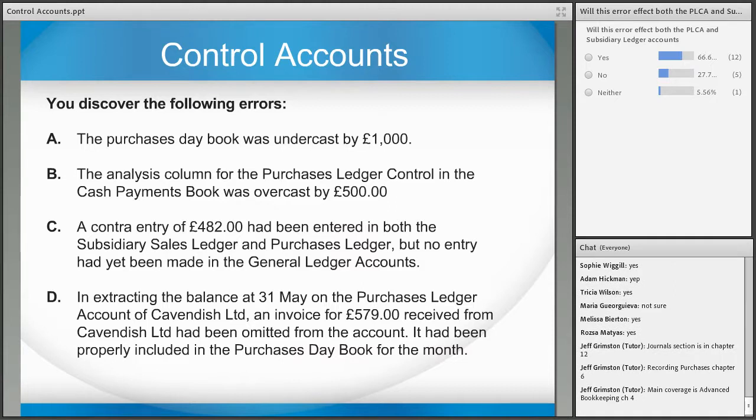Let's have a think about this one again. If the error has only been made in extracting the balances, that is to say, if it's been recorded correctly in the purchases day book, then the posting into the purchase ledger control will have been made correctly. So with this one, it's different to the first two in that it doesn't affect the control account, but it will affect the individual balance of Cavendish Limited.